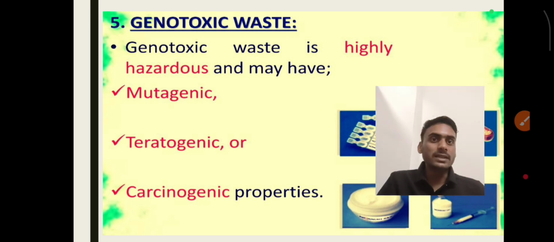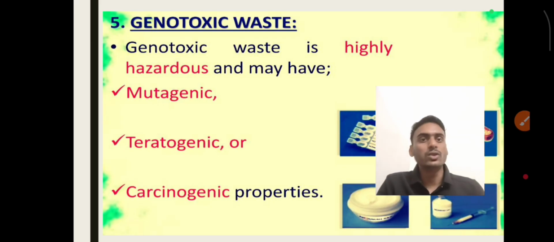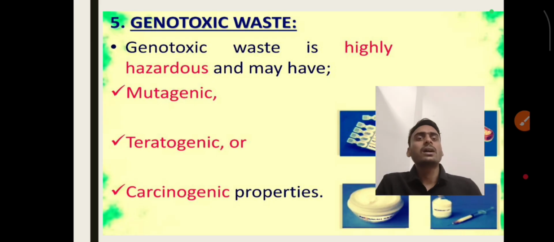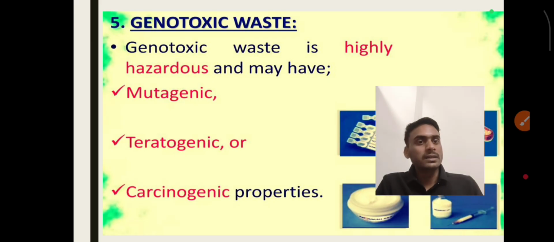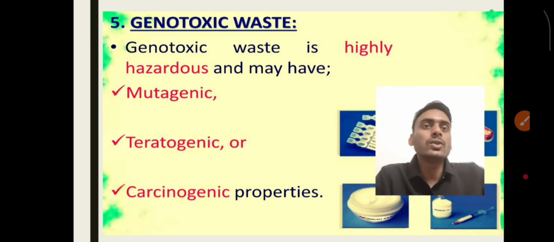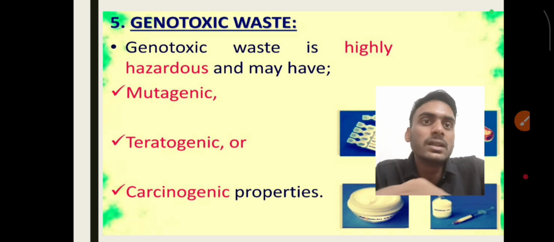Mutant means sudden change in DNA or a gene. So this is mutagenic. Teratogenic means any kind of abnormality or risk to a developing fetus. So this is teratogenic. Carcinogenic means any kind of cell that can develop cancer. So this is carcinogenic. So this is all the waste material under genotoxic waste.